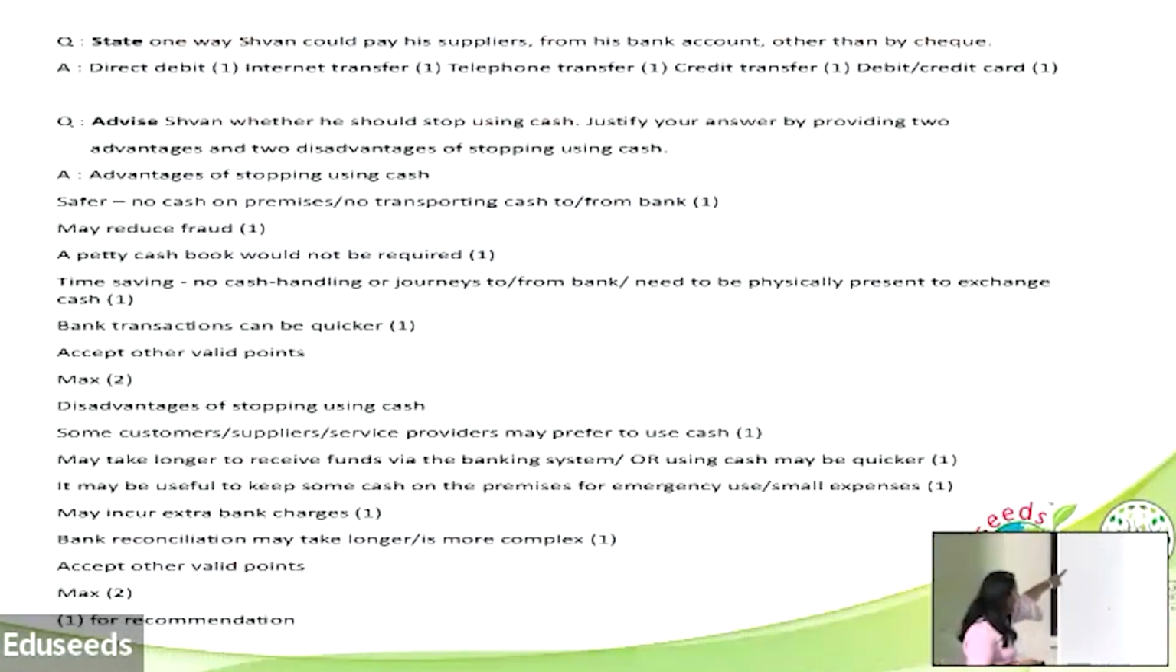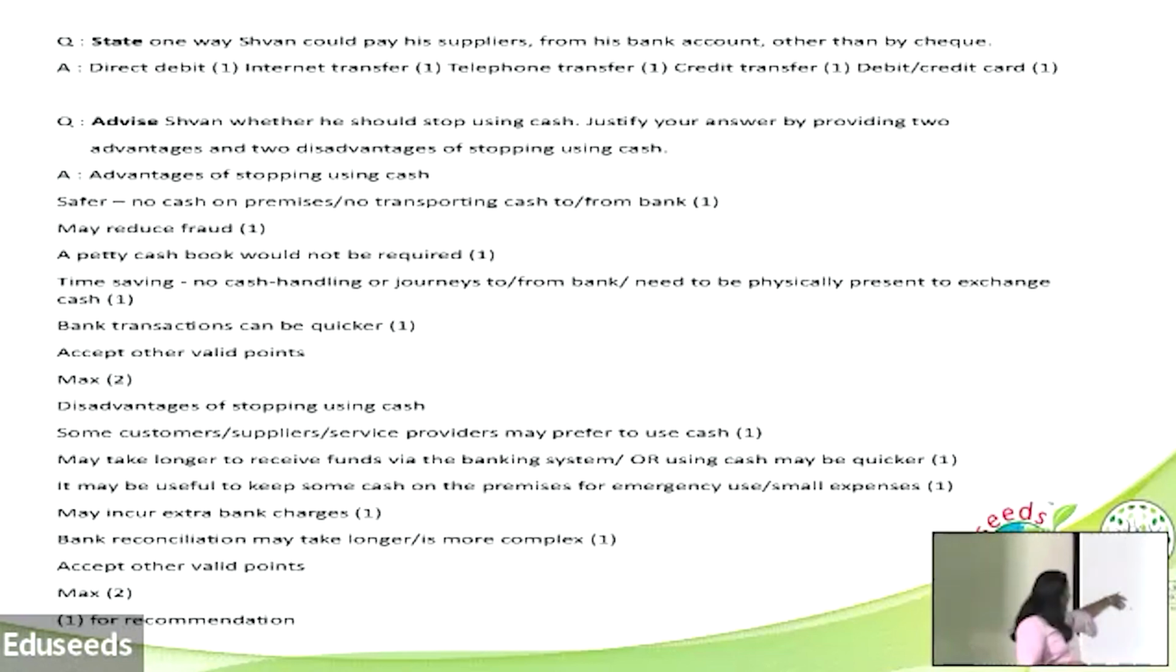How to answer. Like for example, the first one: state one way Xuan could pay his suppliers from his bank account other than by check. Let's say 1 mark. State, just state it. Don't try to create one sentence with correct grammatical order and all that, right? They just say state. Just state it. Like for example here, you put the answer, direct debit. Okay, enough. 1 mark. Or internet transfer, telephone transfer, or credit transfer, or use debit card or credit card. Done. No need to put, he has to use credit card other than check. Not necessary, because they just ask you to state.